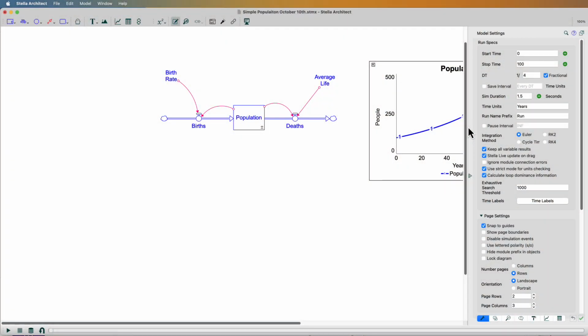Hello folks, we should have built this model in class, but I wanted to go over it one more time, or in case we don't get to it in class, I want you to have this structure. So we have this simple population model that you can download, and you should run it, and you should play around with the birth rate and with the average lifespan.